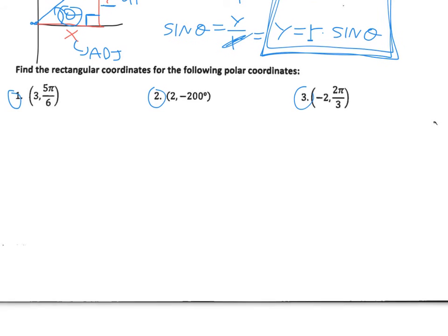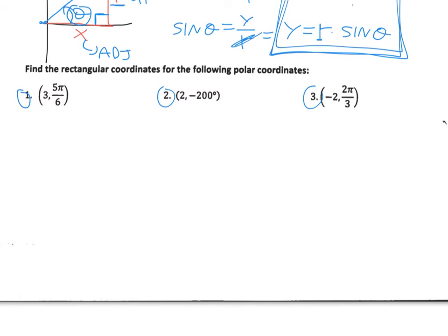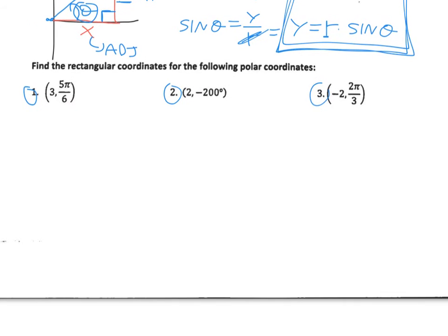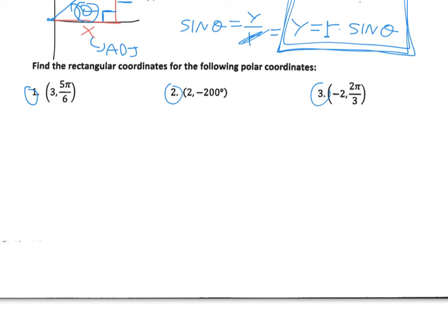For these, it says find the rectangular coordinates for the following polar coordinates. What I like doing first, given a visual, is figuring out which quadrant these points are in, so I always like doing a rough sketch. I always go to the angle first. 5 pi over 6 is in the second quadrant, and the radius is positive, so it's going to stay there. The reason I like doing that is because when I get x and y, if I'm in the second quadrant, the x value better be negative and the y value better be positive.